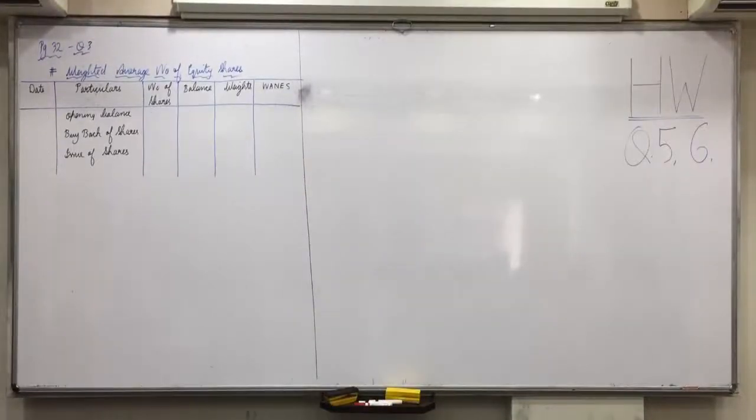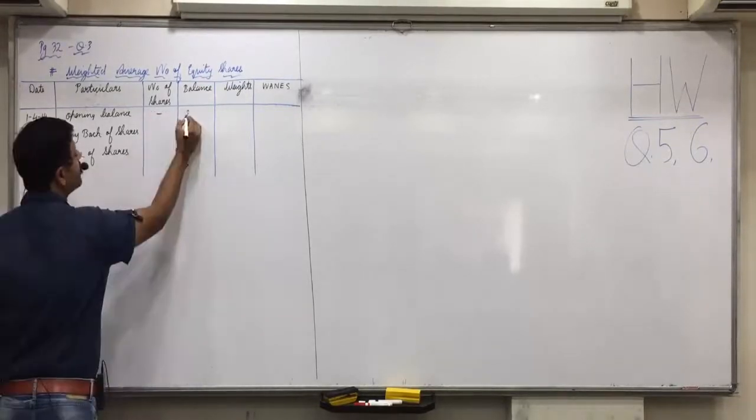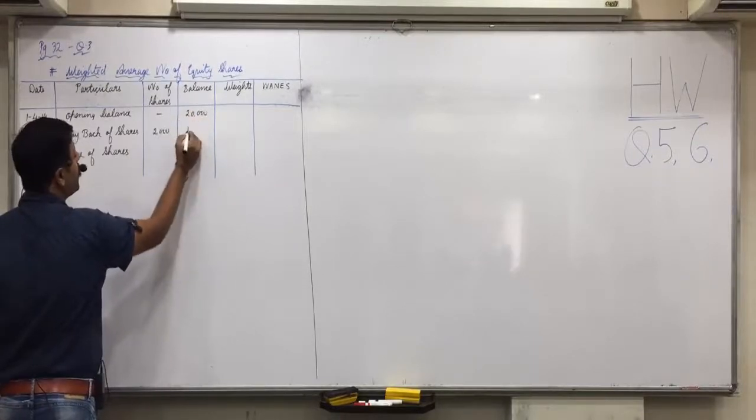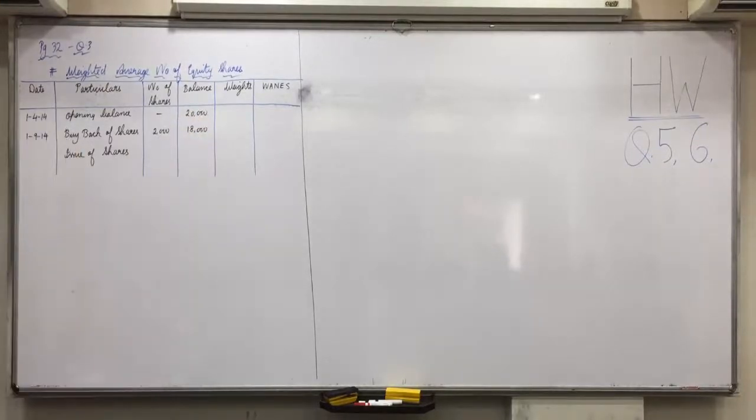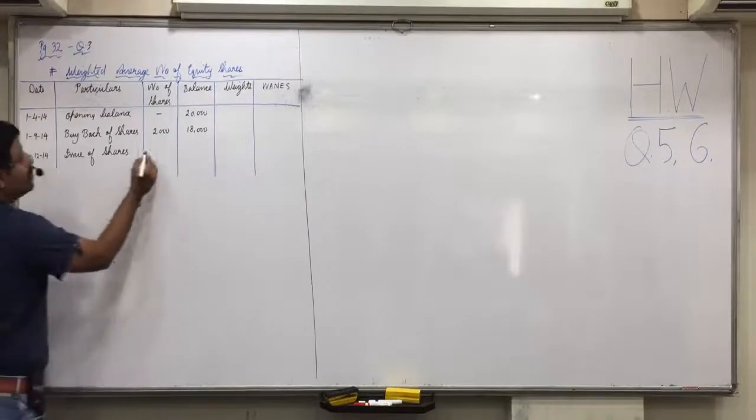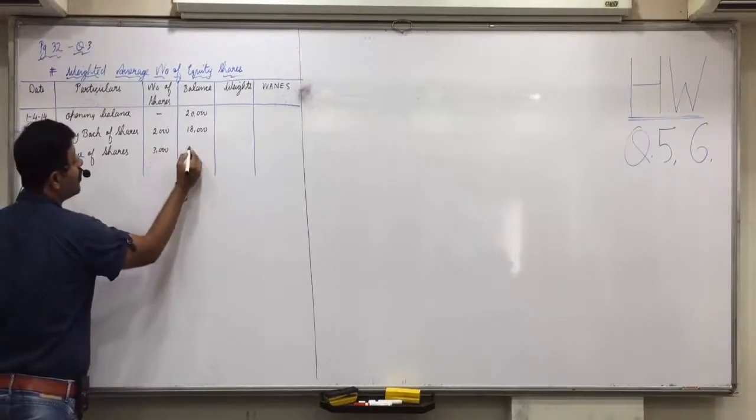Who has completed? And who is still solving it? Check your answers, everyone. Question 3. First on 1/4/14, 20,000 equity shares opening balance is there. Then on 1/9/14 there is buyback of 2,000 shares that we will minus, so 20 minus 2, 18,000. Then on 1/12/14 there is issue of 3,000 shares. Issue we will add, so 18,000 plus 3,000, 21,000.